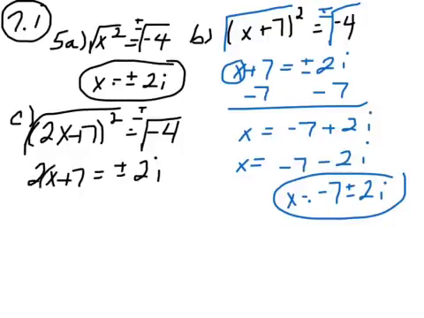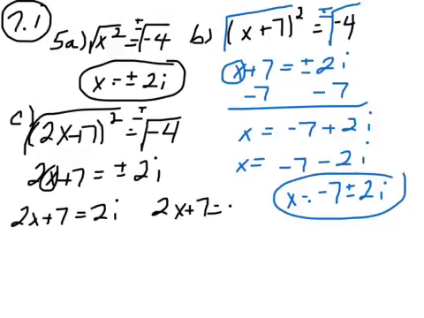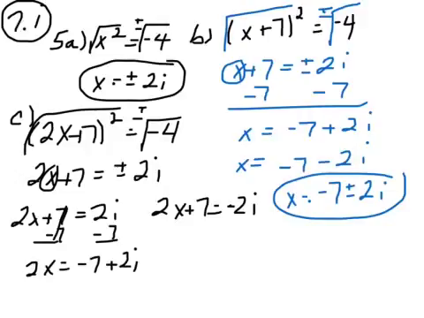Now, if I'm going to solve for x, I have two equations to solve. One of them is 2x plus 7 equals 2i, and one of them is 2x plus 7 equals negative 2i. So we have to solve two separate equations here. So if we subtract 7 from both sides, we get 2x is negative 7 plus 2i. And then if I divide everything by 2, I end up with x equals negative 7 halves plus i. That's one of my solutions.